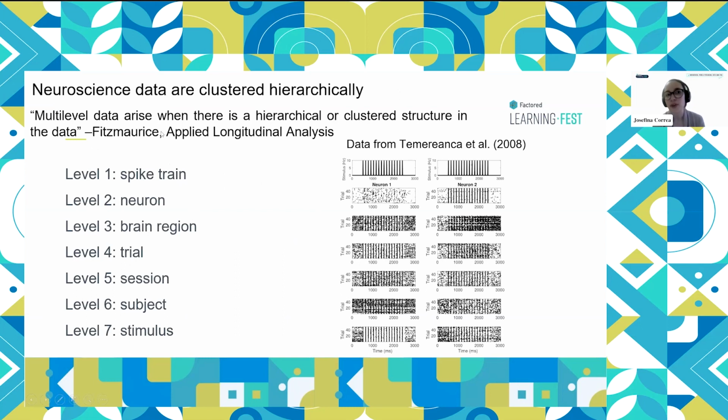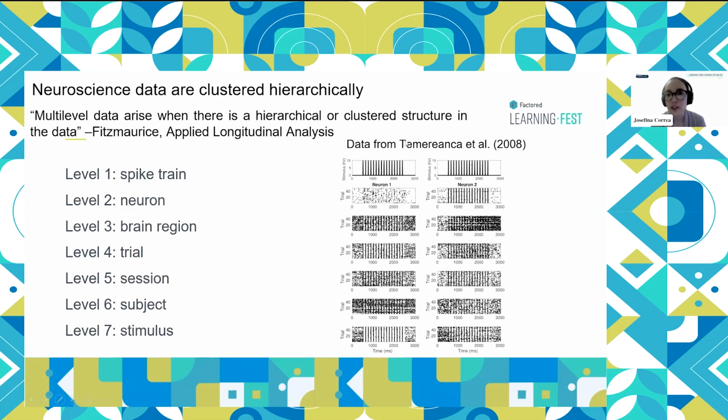Well, Fitzmaurice wrote a really nice book about hierarchical data called Applied Longitudinal Data Analysis. And he says that multi-level data arise when there's a hierarchical or cluster structure in the data. That means that within a particular cluster, data are more similar to each other or varying.